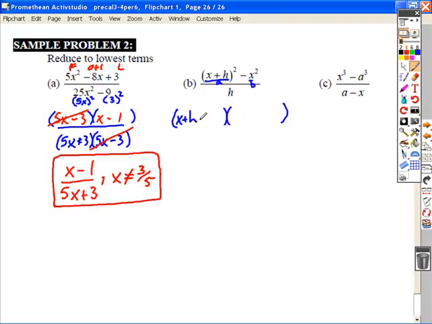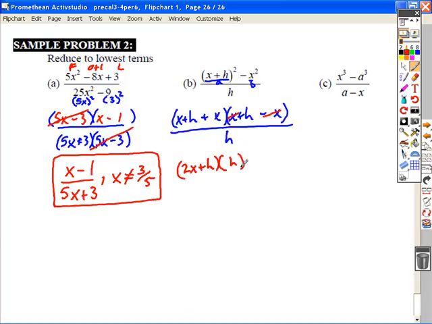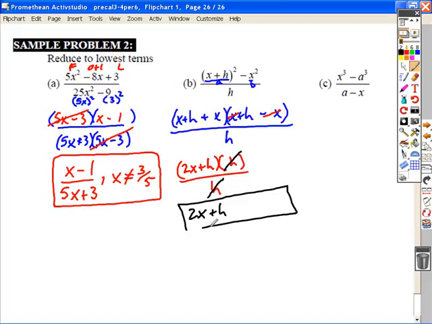So if we take x plus h as our first term, use the whole binomial, and our second term is x, and then just take the sum of those times their difference, and we're going to divide that whole thing by h. So as I simplify this, I have x plus x gives me 2x plus h. And here, x minus x, those cancel, leaving just the h. And you can now see the common factor of h will cancel out, saying 2x plus h is our final answer.